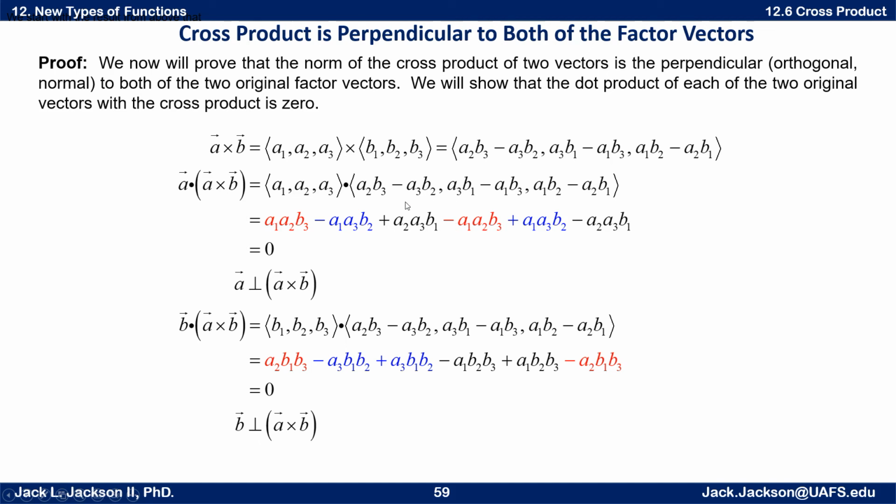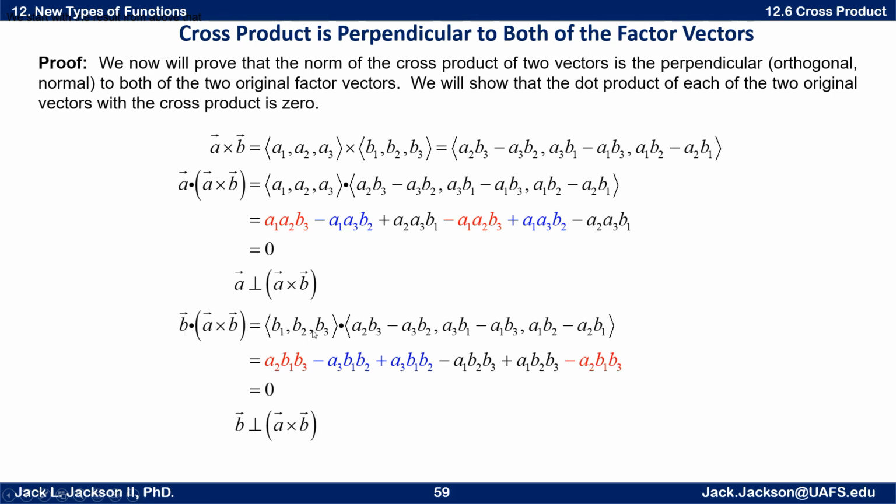Plus A3 times this last one. That's A1 A3 B2 minus A2 A3 B1. Now notice I've kind of color coordinated them this time so you can see the canceling. The two red pieces cancel, the two blue pieces cancel, and the two black pieces cancel out. So sure enough, you get the scalar 0, and so that tells us that vector A is perpendicular to the cross product, or the cross product is perpendicular to vector A. And different slight calculations, but basically the same idea. We could do the same thing for vector B.